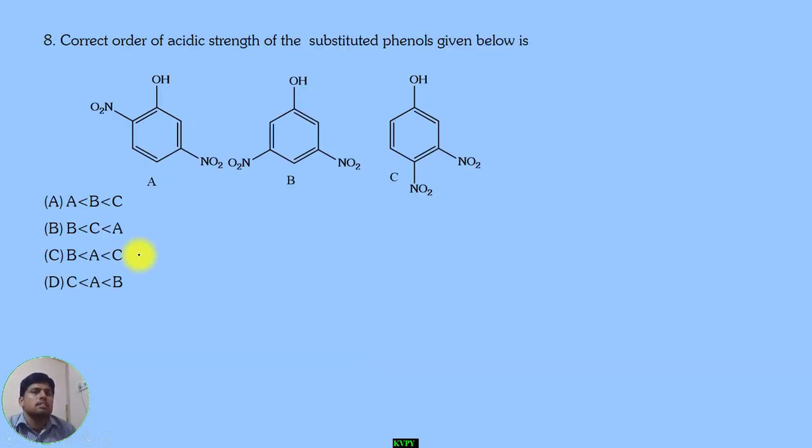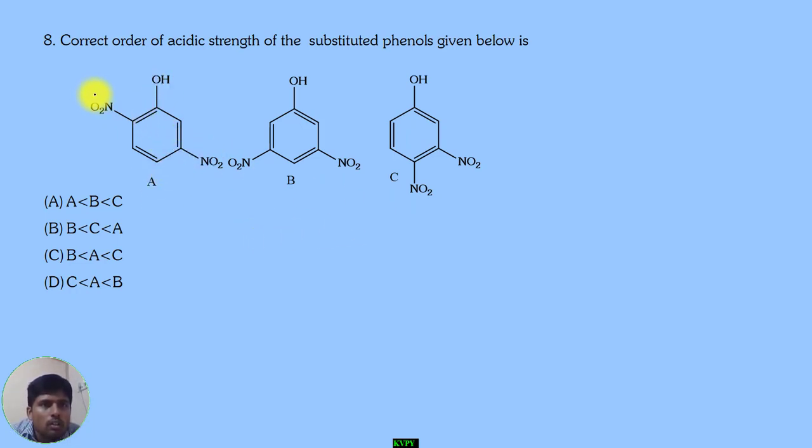Let us move on to next question. Yes. Correct order of acidic strength of the substituted phenols given below is. So here are three phenols which are substituted with NO2 at different positions. So first let us look at A.